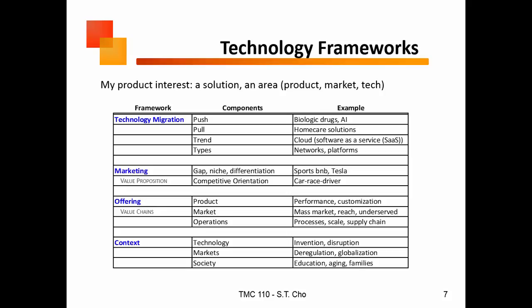Now, in terms of frameworks, it all depends on what you're interested in. If you are interested in a specific technology, say like blockchain or something like that, well, I want to do something in blockchain, but I can't come up with an idea. Well, here are the 4 ways you can come up with an idea. You either look for the push, which is what's out there right now that people take no matter what. And an example is a good drug anybody's going to want. What is the pull? What is it that people always want? And that's like home care solutions for the elderly. What's trending right now? Well, software as a service is still a big deal. And what types of technology are we talking about?